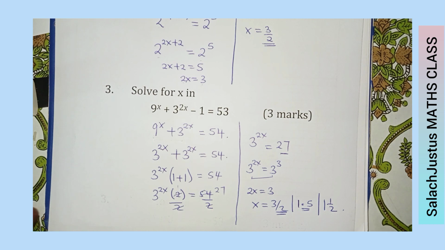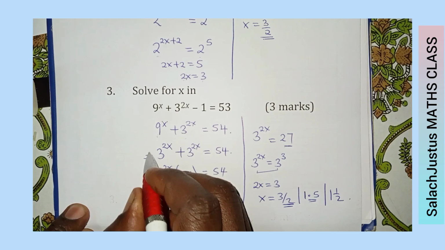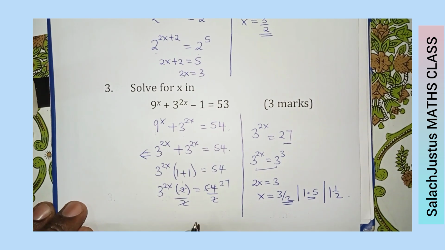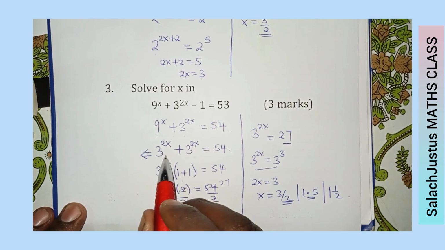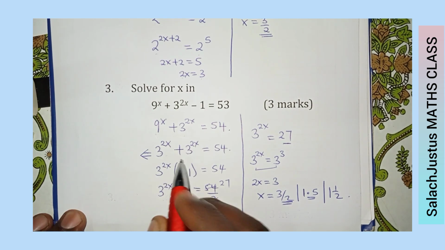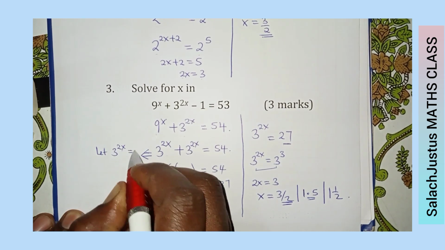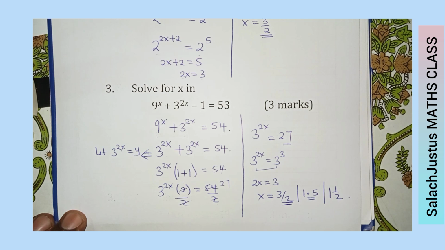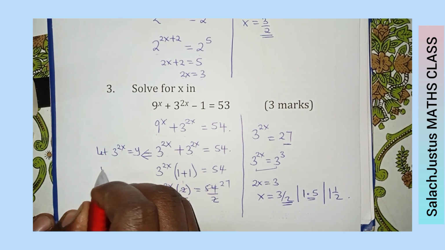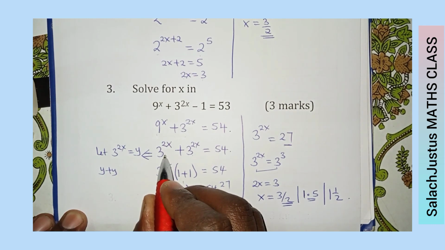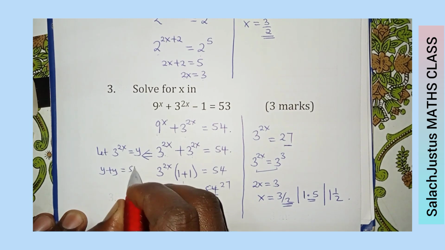So right at the beginning, I said that there are 2 ways to proceed from this point over here. Let us look at an alternative there. We have 3 to the power of 2x, that is common to both of these numbers. We can let 3 to the power of 2x be equal to something like y, so that we have y plus y. The first y represents this, and the second y there, equal to 54.